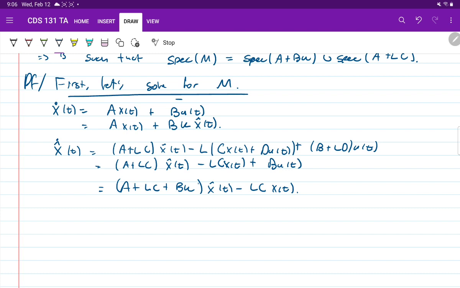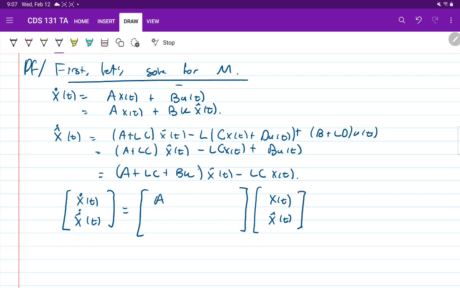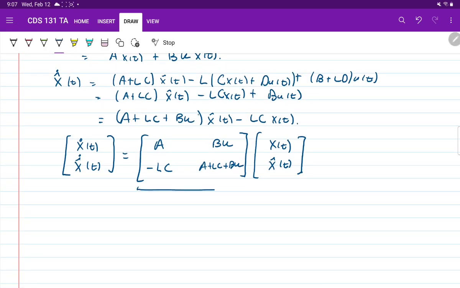So what I've just done is solve for x dot and x hat dot, the state of my full system, where my controller block and my LTI system block are put together. I've solved for these in terms of each other. What this tells me is that x dot of t, x hat dot of t is equal to a matrix times x of t, x hat of t. That matrix will be first A times x of t plus BK times x hat of t, which gives me A and BK up here. Then over here I have a minus LC term. Then I have an A plus LC plus BK term down here. So what we've just done is solve for this matrix M.